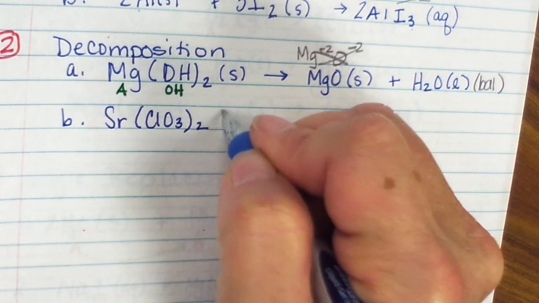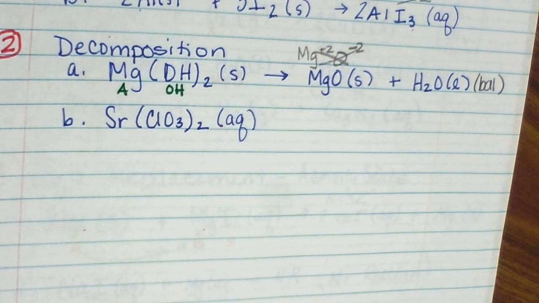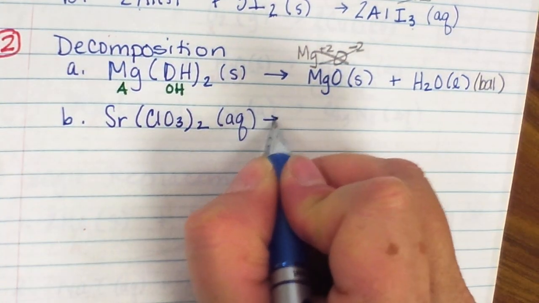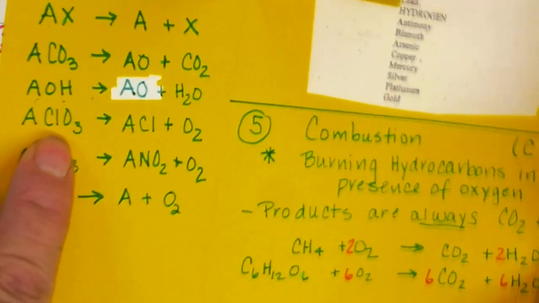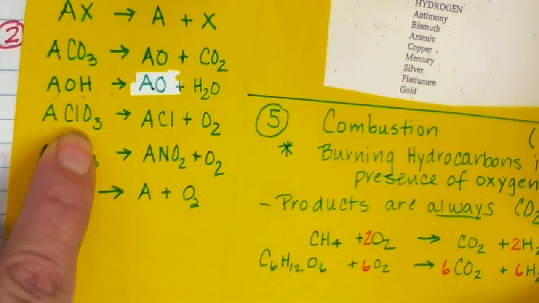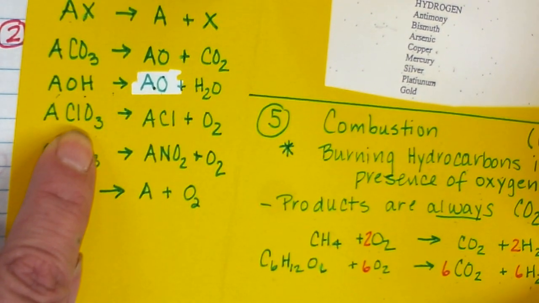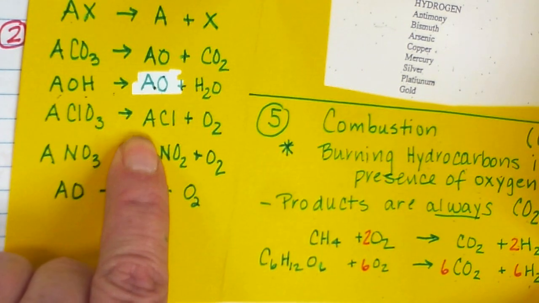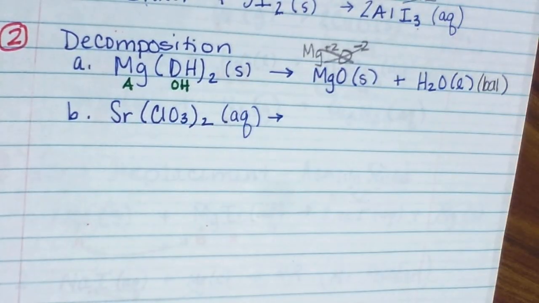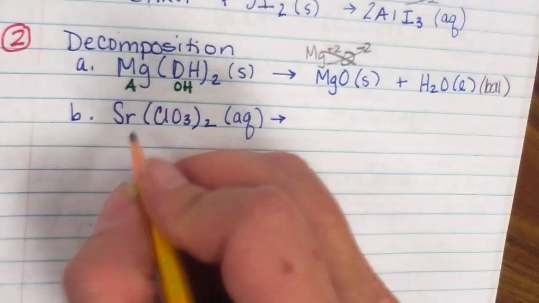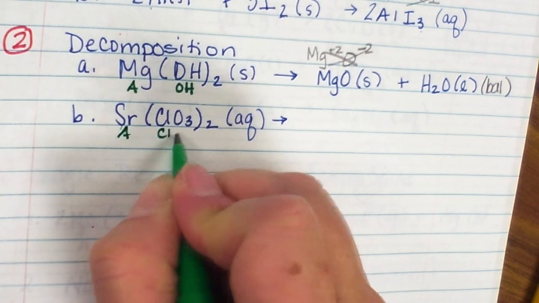And that is aqueous. So I'm going to go to my foldable, and I'm going to look up the chlorates. Here they are, AClO3, and it says that is going to result in metal chloride plus oxygen. Okay, so I look here, and my metal is strontium, and then I have ClO3.